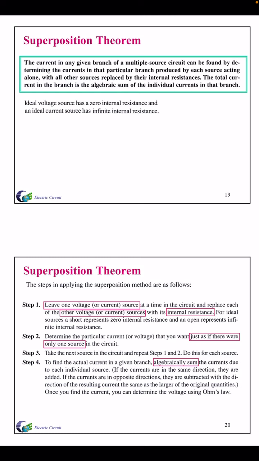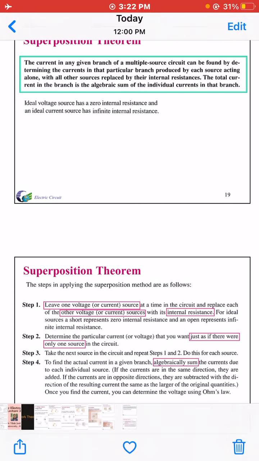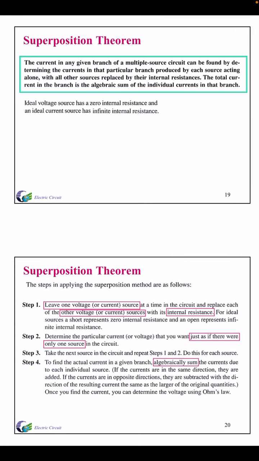Now these are the steps. Step 1 is, first you will replace all the sources and just deal with one. Suppose there are two sources, or three sources, more than one, at a time you will take only one. We will consider only one source at a time, and at that time we will replace the other sources by their internal resistance. In this way we will calculate the current in the various resistors, and their voltage drops can be calculated.